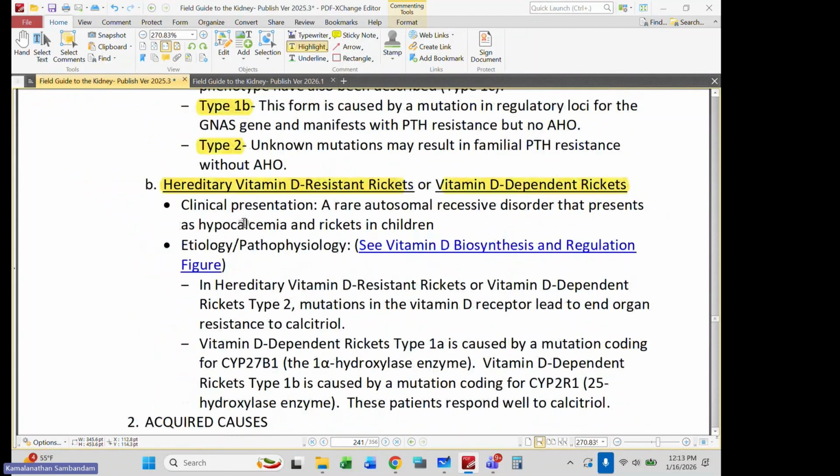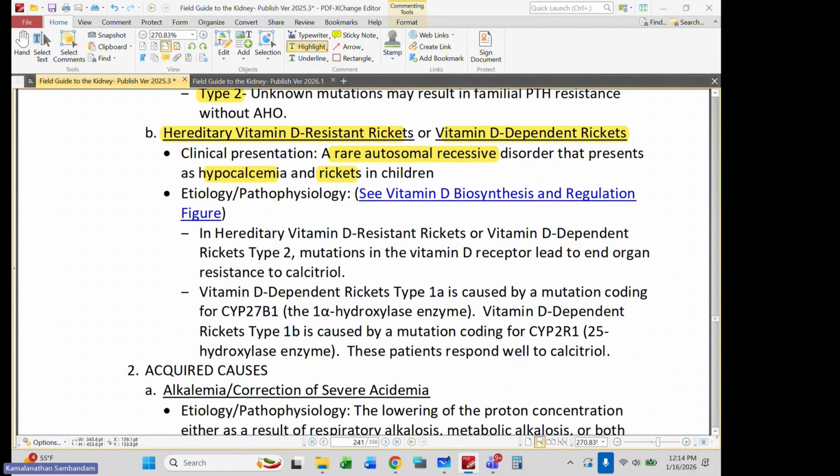So let's talk about these forms of vitamin D abnormalities, okay? Vitamin D resistant rickets, as the name implies, even if you give vitamin D, the problem is not fixed. And then there's vitamin D dependent rickets, where vitamin D can solve the problem. Okay, so these are autosomal recessive disorders. They present with hypocalcemia and rickets. Early onset manifestations are characteristic in their features amongst children.